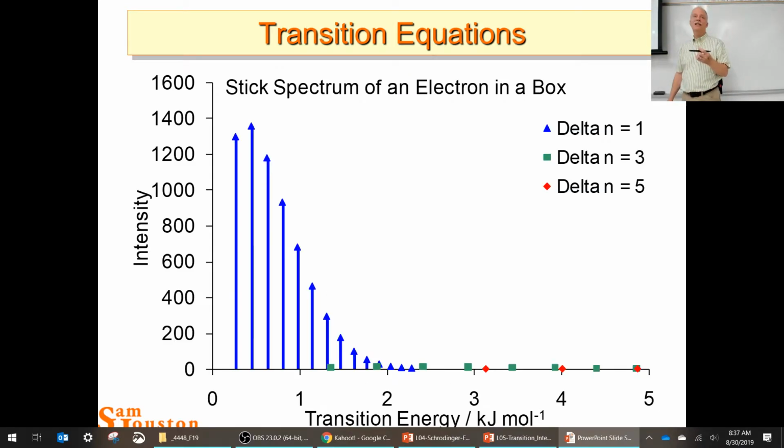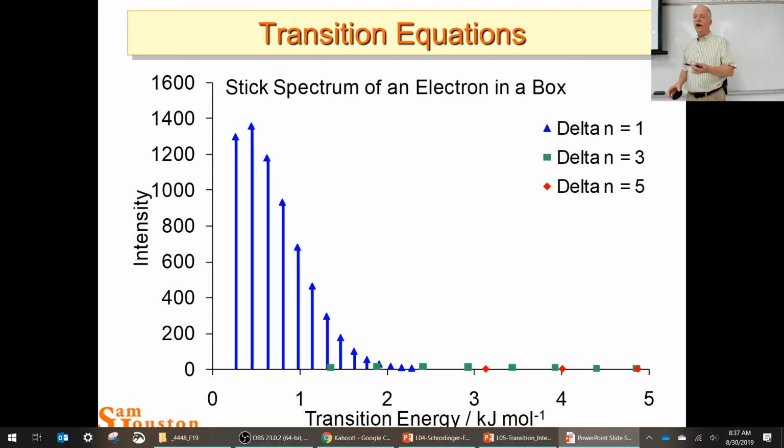I've put in the intensities that I got from Excel. So how would we assign these peaks? The blue series is delta n equals plus 1. The green series is delta n equals plus 3. That was the 1 to 4 transition, and the 2 to 5, and the 3 to 6. So all of those green ones are jumping 3 levels.